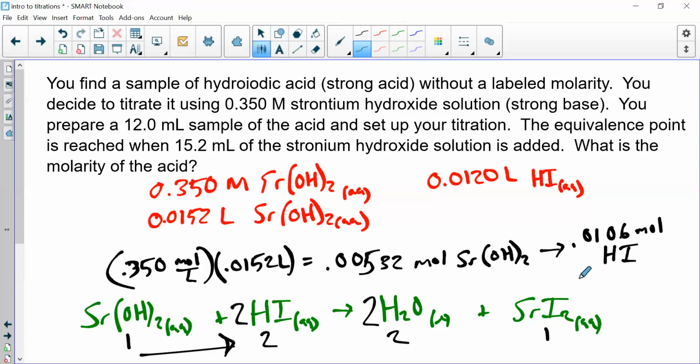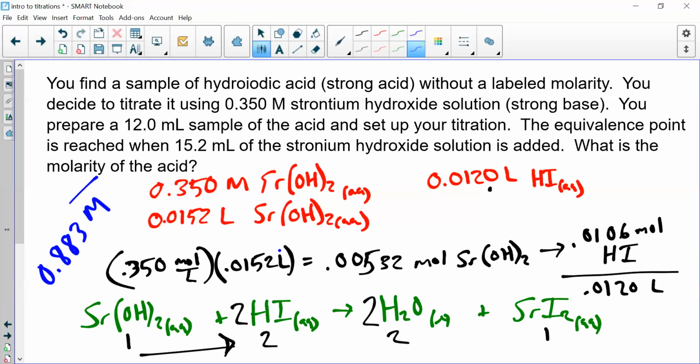I know my moles. I know my volume, 0.0120 liters. 0.0106 divided by 0.012 gives me, I'm running out of room here, I'll write my final answer in blue on the left side, 0.883 molar. That's my answer. 3 sig figs.